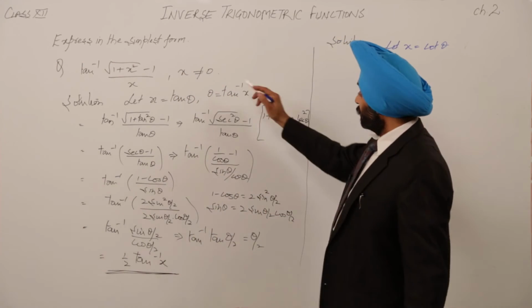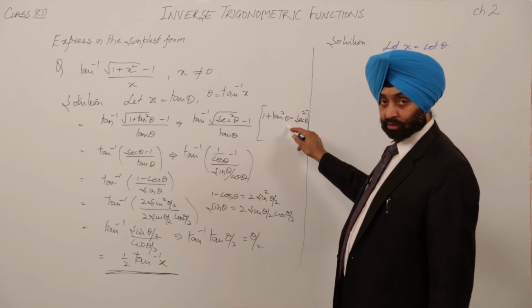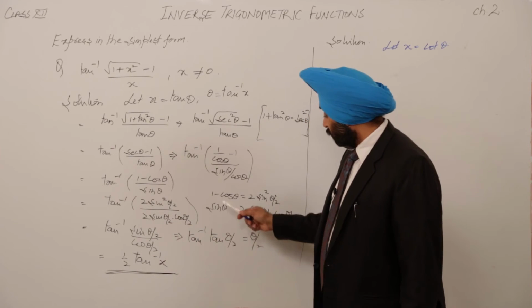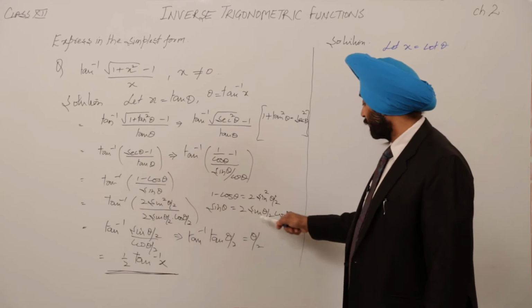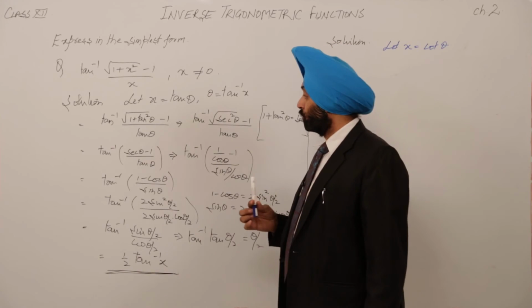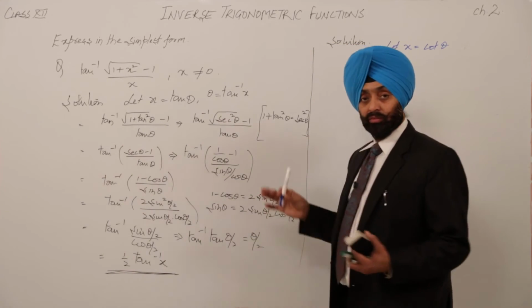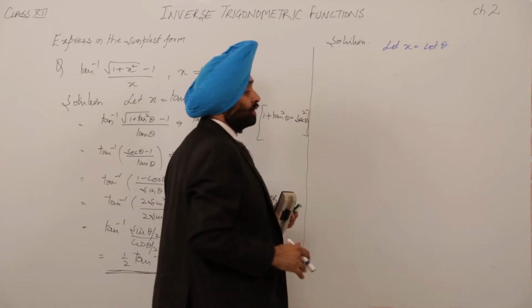Just remember, first was for the secant square theta: 1 plus tan square theta is equal to secant square theta. Then I used 1 minus cos theta is 2 sin square theta by 2, and sin theta is 2 sin theta by 2 cos theta by 2. So only 3 formulas I have used, and you people can calculate how much time I have used to solve this part. Now the same question with the other term.